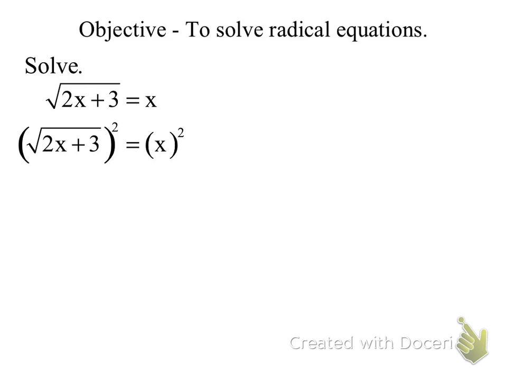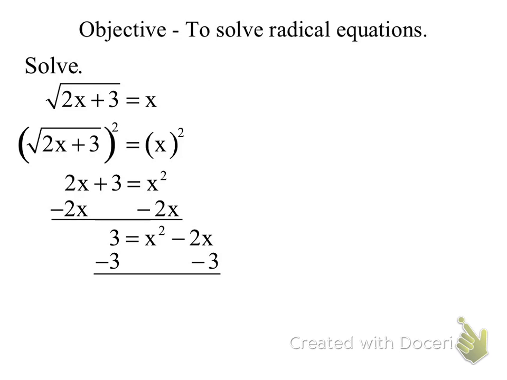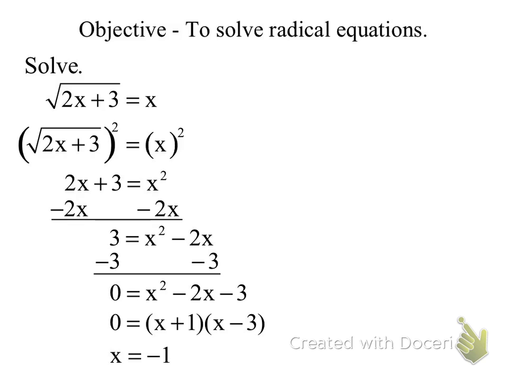Otherwise, keep following. So now, when I square both sides, I get 2x plus 3 equals x squared. I'm going to subtract both 2x and 3 from both sides so that I can get everything equal to 0. Now, I have three choices here. I can use the quadratic formula, I can complete the square, or I can factor. Since this is easy enough, what multiplies to negative 3 and adds to negative 2 is negative 3 and 1. So I'm going to factor x plus 1, x minus 3. My solutions are negative 1 and 3.